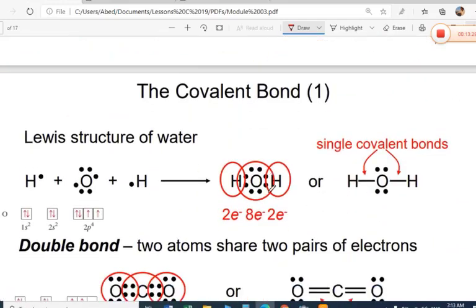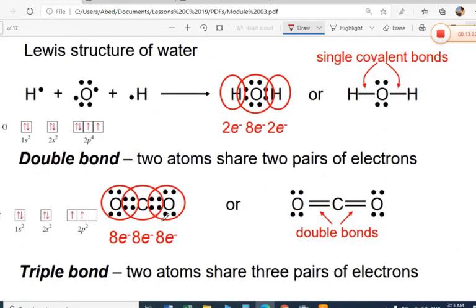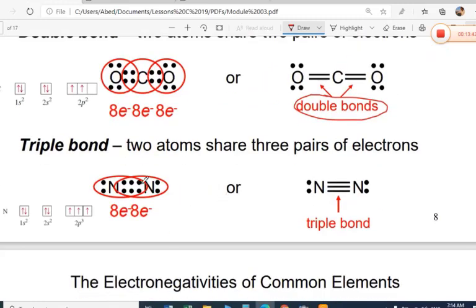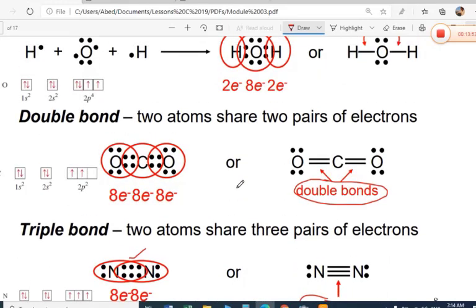When two pairs are shared, as you see here with carbon and oxygen sharing 2 electrons from each side, it is called a double bond. Another example: when nitrogen shares 3 electrons from each side, it is called a triple bond, shown here by the 3 lines. So a covalent bond can be a single bond, double bond or triple bond.